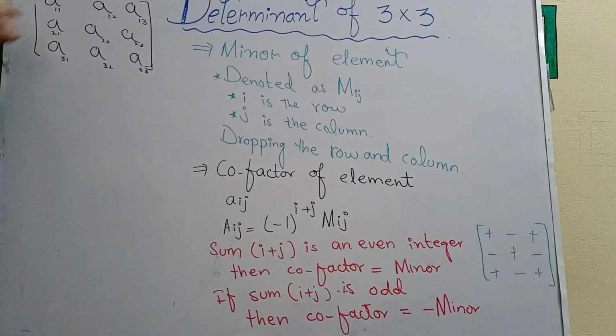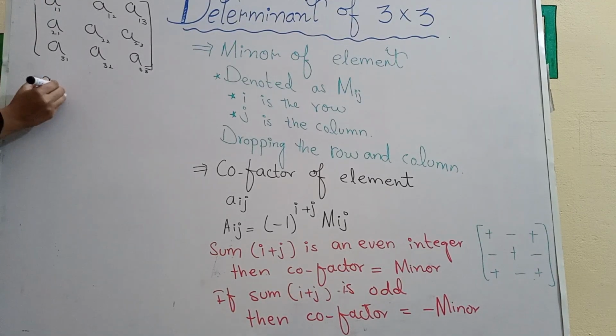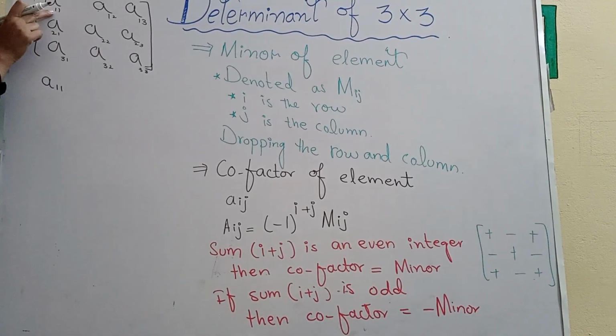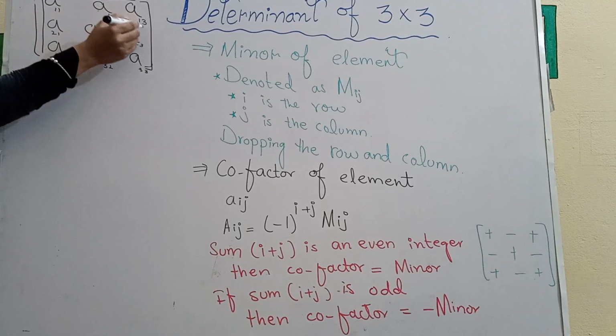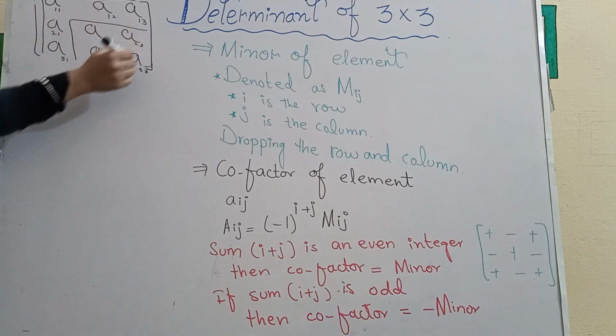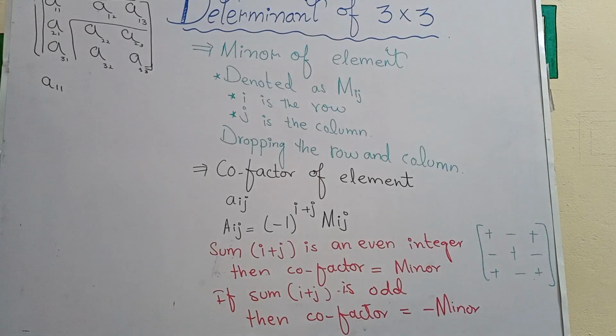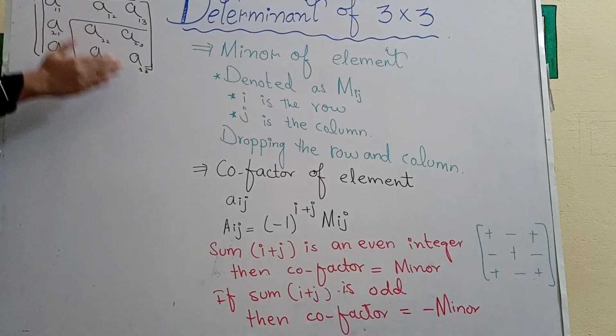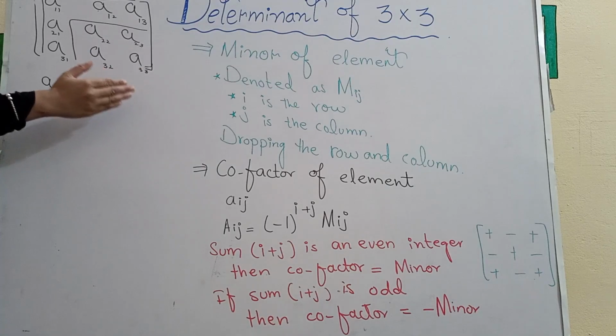Let's suppose this is a 3 cross 3 matrix and I have to take the minor of, suppose, this number, that is a11. So here 1 1, I have to drop the first row and the first column. That means these elements are excluded and the rest of the numbers are going to be taken. In this way, we have to calculate the minor of any element.